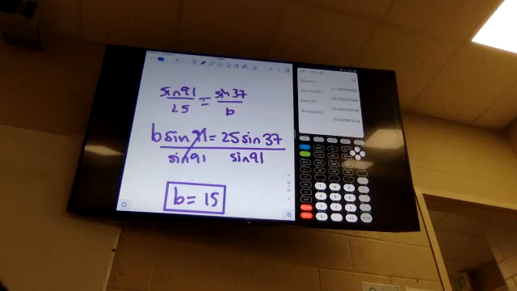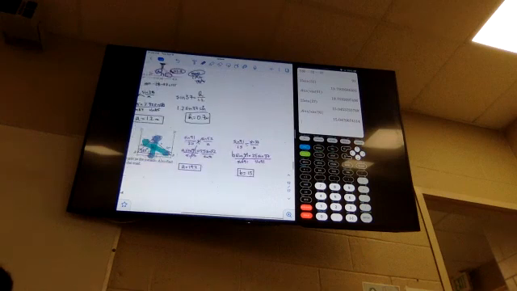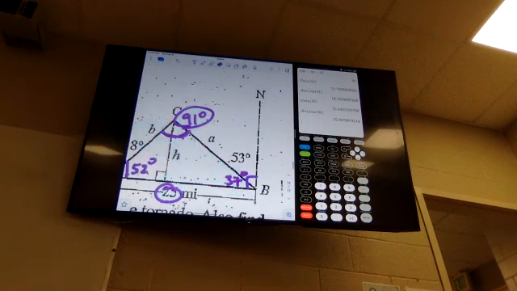Okay, so for both of these, we found the distance from the meteorologist to the tornado, from like tower A and tower B. I'm gonna go to my picture and I'm gonna write, for little b, I had 15. For little a, we had 19.7.